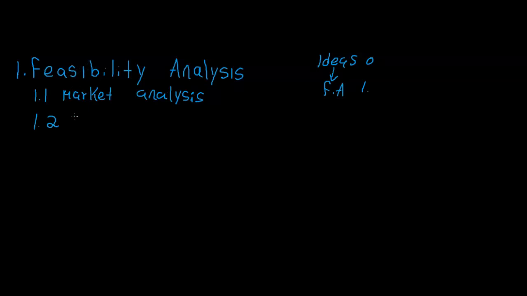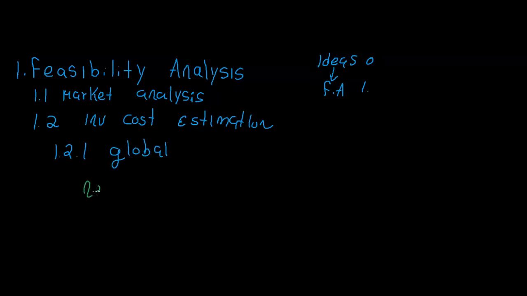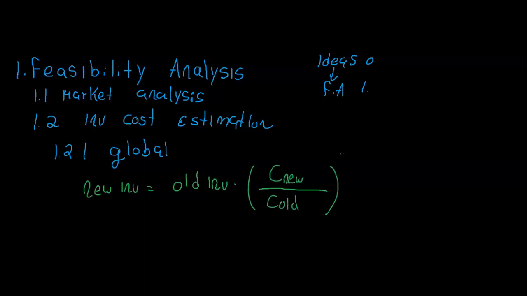Okay, then we will need to do an investment cost estimation. And for this, we have two methods. The first one is the global method, which is very easy. The new investment is going to be equal to the old investment times the new capacity over old capacity, to an exponent.